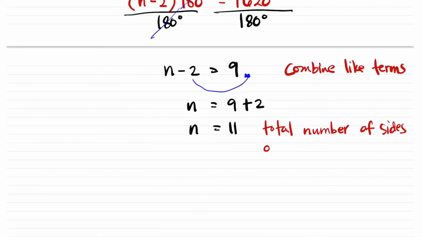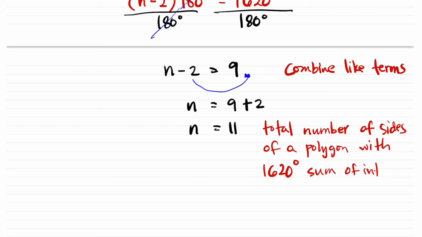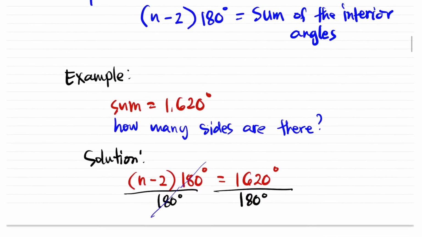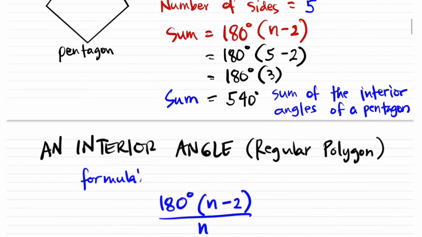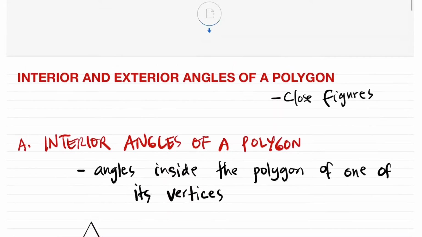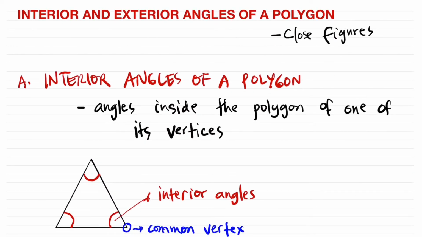Sides of a polygon with 1620 degrees sum of interior angles. So the answer is n equals 11. That is how we find the number of sides of a certain polygon once the sum of the interior angles is given. Alright, so let's have a short review.